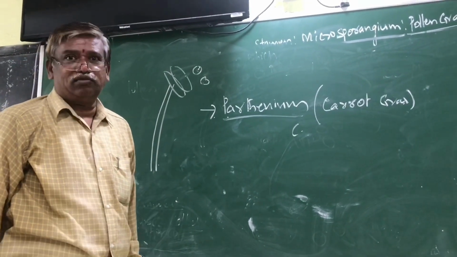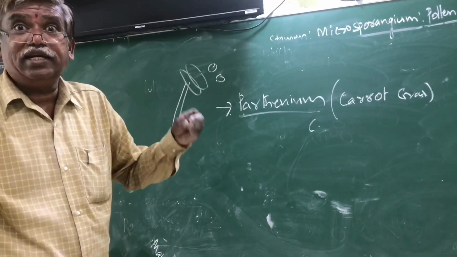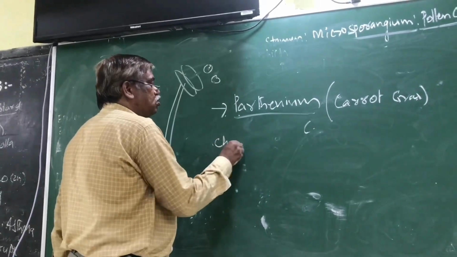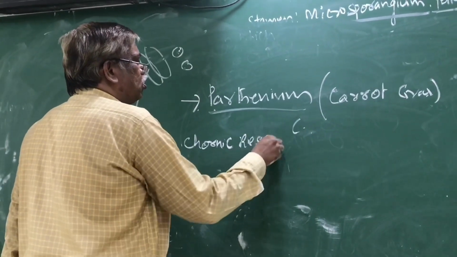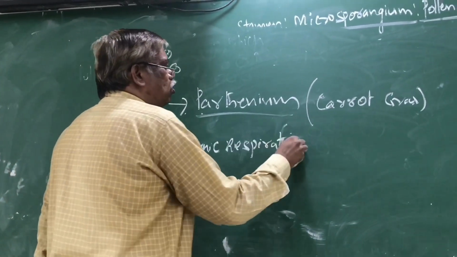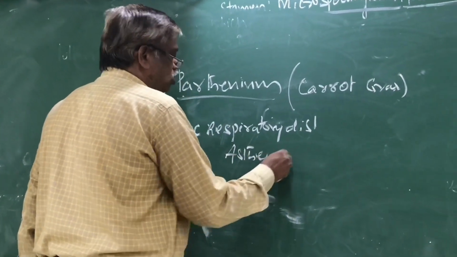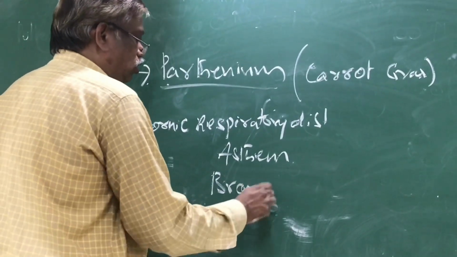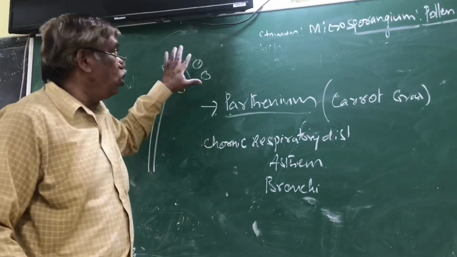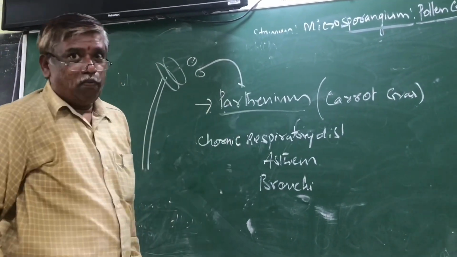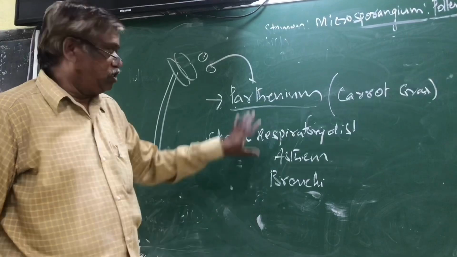Allergy, bronchitis, asthma, chronic respiratory disorder. These are the negative effects on man due to pollen grains of Parthenium. But the same negative effect is not caused by other plants.